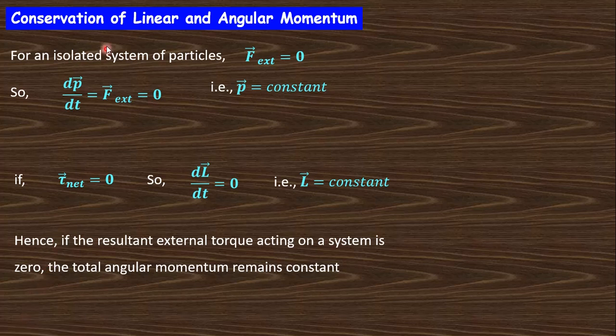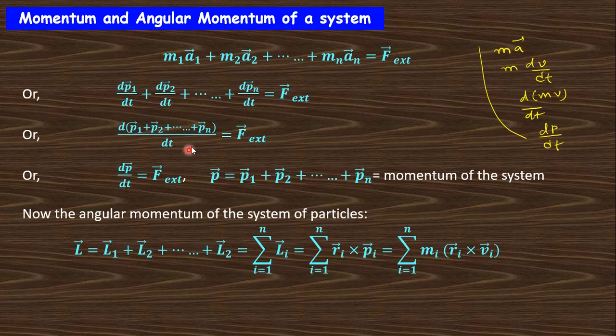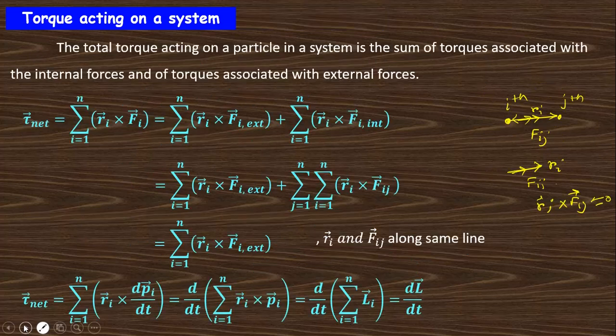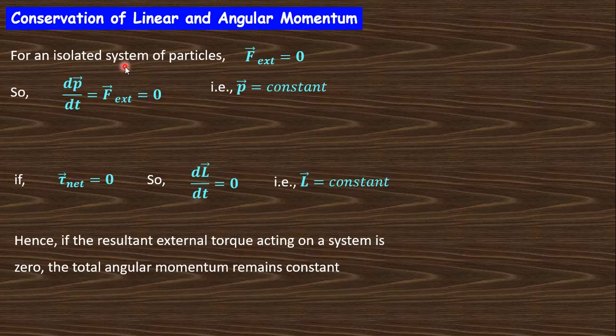And now comes the conservation of linear momentum. For conservation of linear momentum, if there is no external force, the external force will be 0, and you can see here this dp/dt is the external force. So if this is 0, then p will be constant. Similarly, if the torque is 0, then L will be constant. This is the conservation of linear momentum. When the force is 0, the momentum of the system will be conserved.